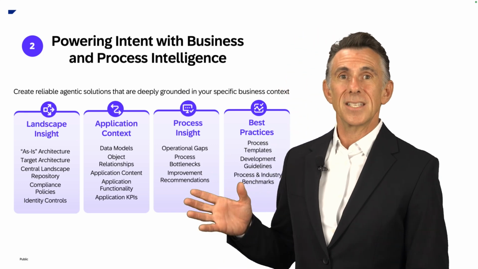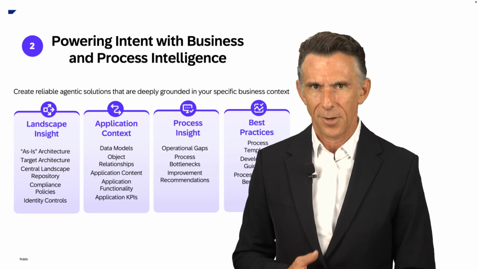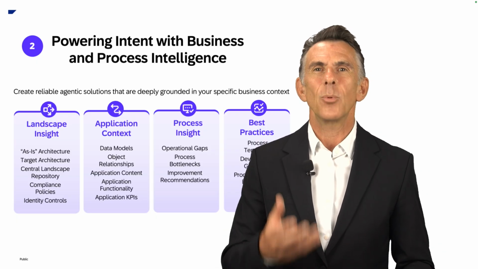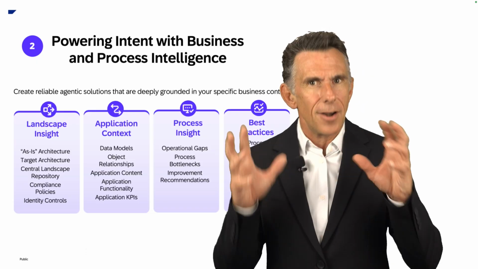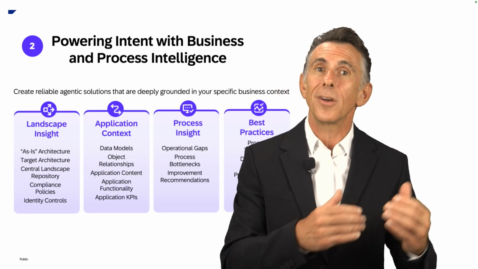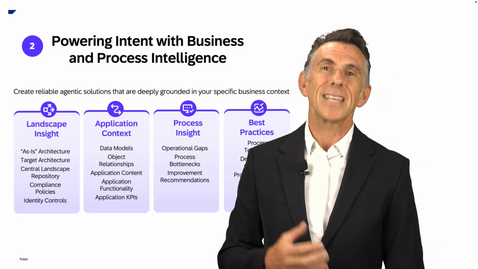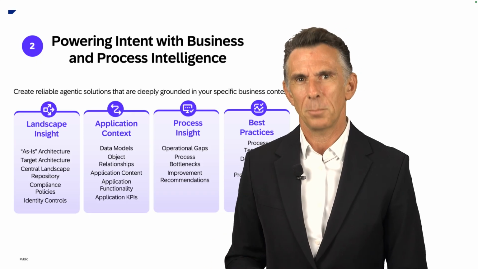Then, process insight. With Signavio, agents are grounded in how work actually flows, where bottlenecks occur, where KPIs are missed, and where automation will create impact. This prevents clever agents from optimizing the wrong thing. Agents are designed around real process performance and continuously measured against outcomes, not just task completion.